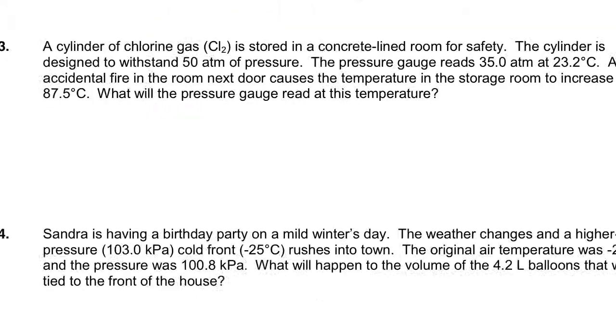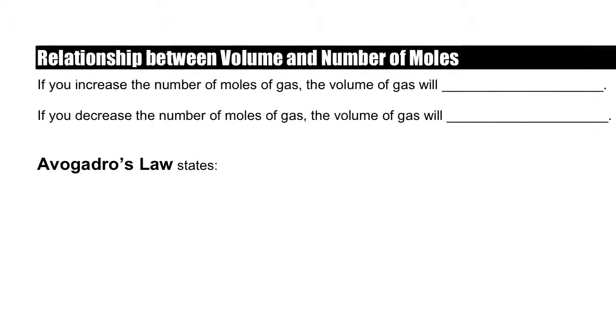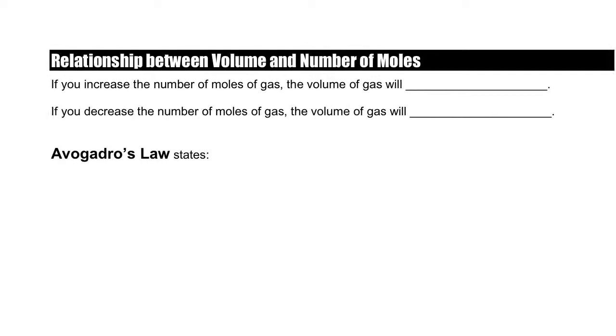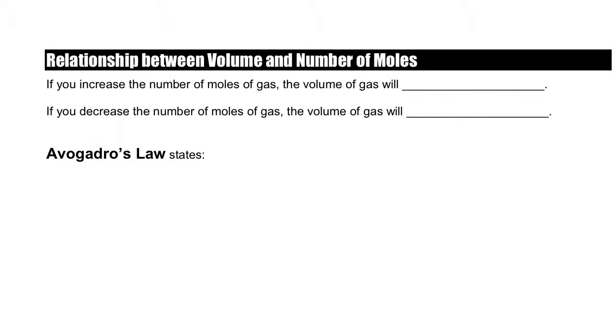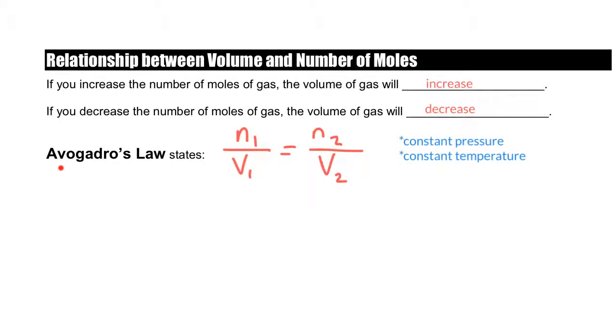Let's skip down to the bottom of the page and talk about the relationship between volume and number of moles. Well, this one is kind of common sense. If you increase the number of moles of gas, that means you have more gas. It's going to take up more space. That means the volume will increase. If you decrease the amount of gas, the volume will decrease. It will take up less space. So Avogadro's law shows that the number of moles of a gas and its volume are proportional.